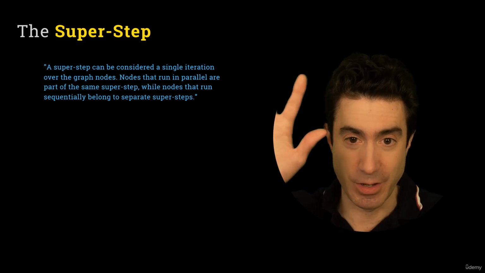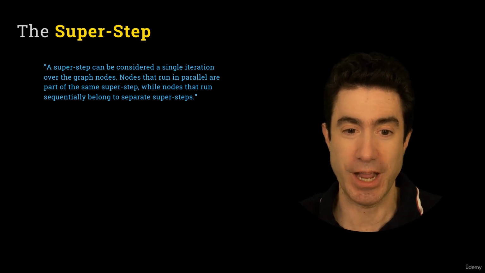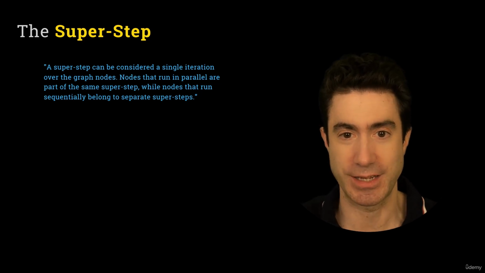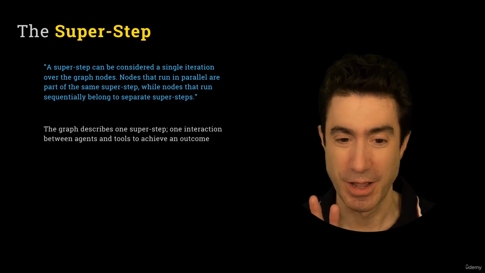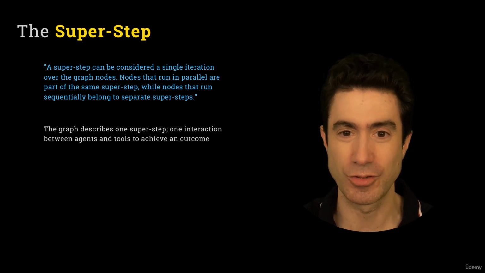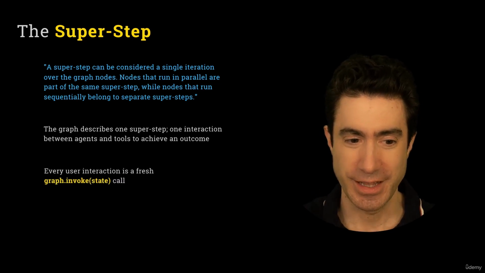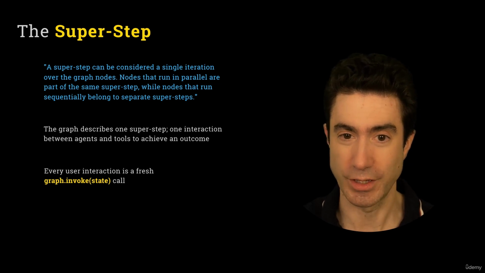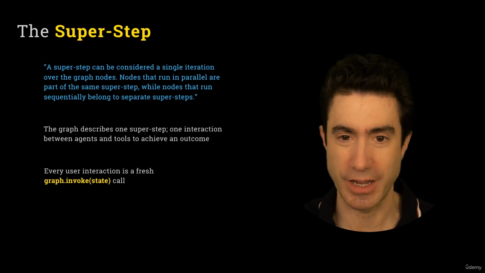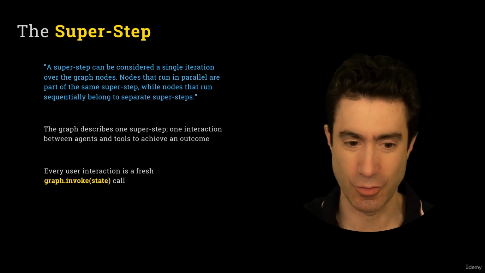Within a super step, one invocation of the graph belongs to activities which happen in parallel as part of that step. So this is a bit repetitive, but yeah, the graph describes one full super step, an interaction between agents and tools and potentially multiple agents to achieve an outcome. Every user interaction, it's a fresh invoke call. It's a fresh time that you're calling graph.invoke. There's also a graph.resume, but the point remains, it's a fresh call.